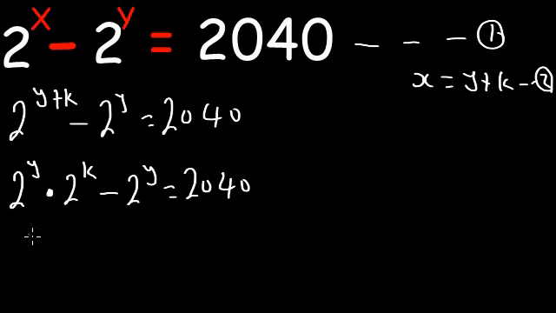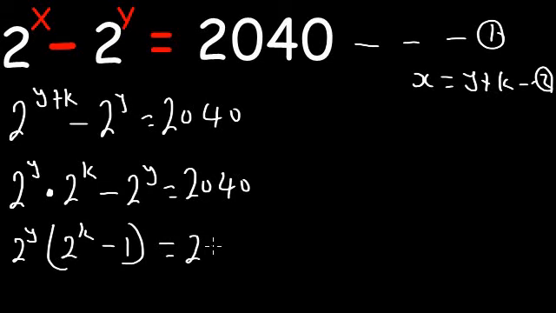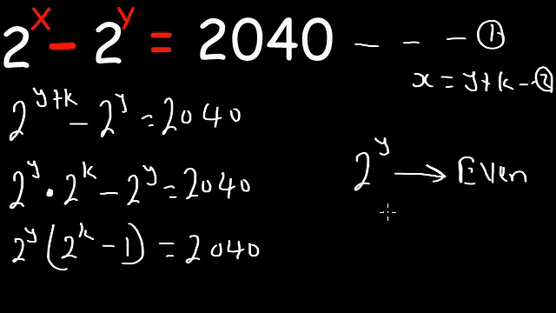So right now I'm just going to factor out 2 raised to the power of y, since it is common in both terms. So I have 2 raised to the power of k minus 1 left over within the parentheses, and this is equal to 2040. So let's run a scan. What does this mean in essence? 2 raised to the power of y multiplied by 2 raised to the power of k minus 1. I want you to know that when 2 or an even number is raised to a positive integer, the result will always be an even number, as long as the power is a positive integer.